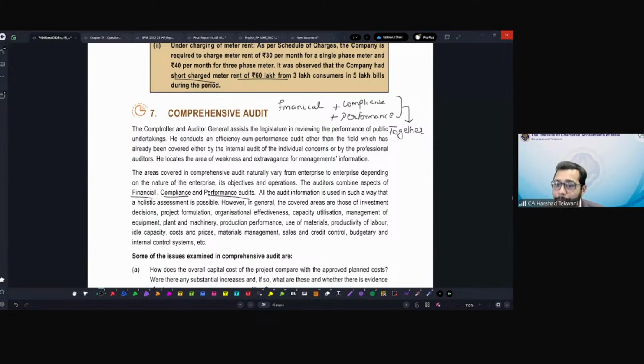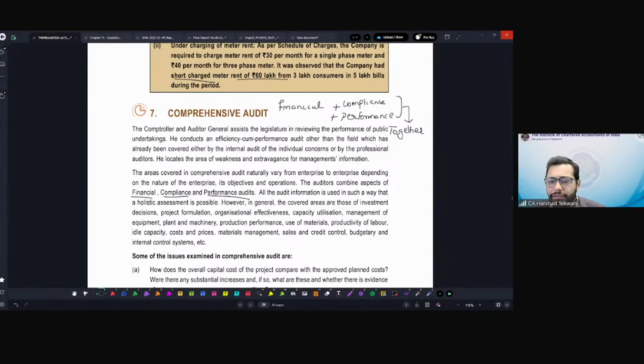C&AG has separate audit offices, even, within different departments, like the railway audit department and the defense audit department. They carry out the separate audit within those departments itself. But the audits are like these only: comprehensive, financial, compliance audit.